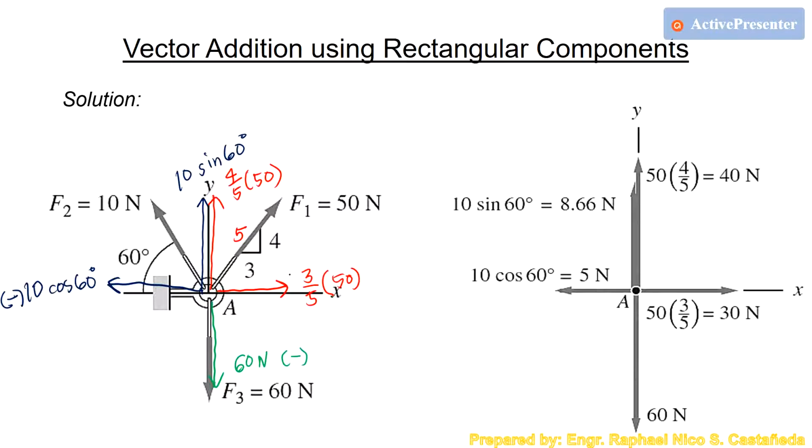If we calculate the values, we have 40 and 30 for F1, the Y and X components. We have 5 as the X component for F2, then 8.66 as the Y component for F2. We have 60 for F3. The F3 is only having a Y component.